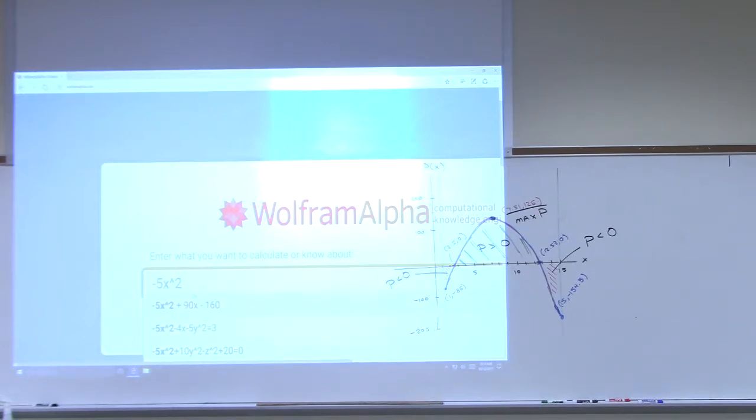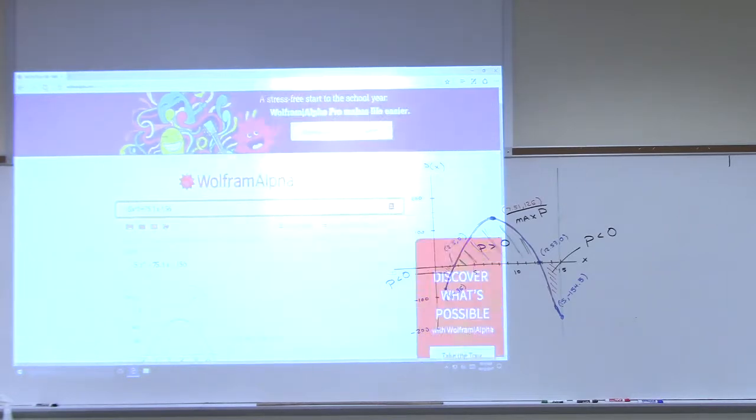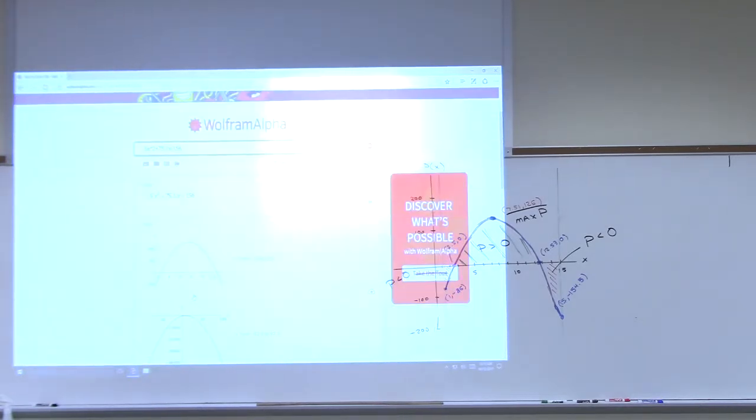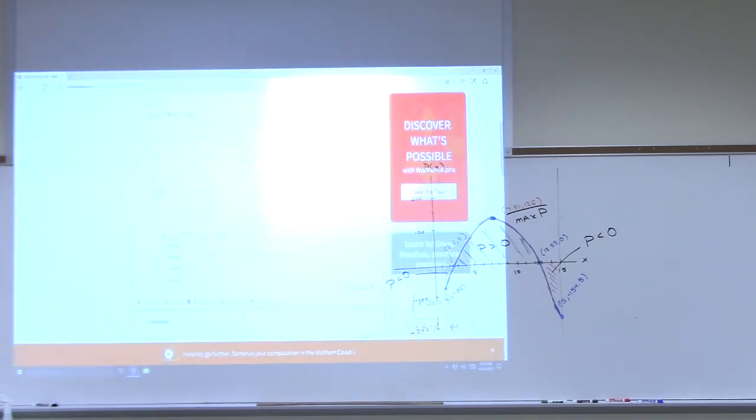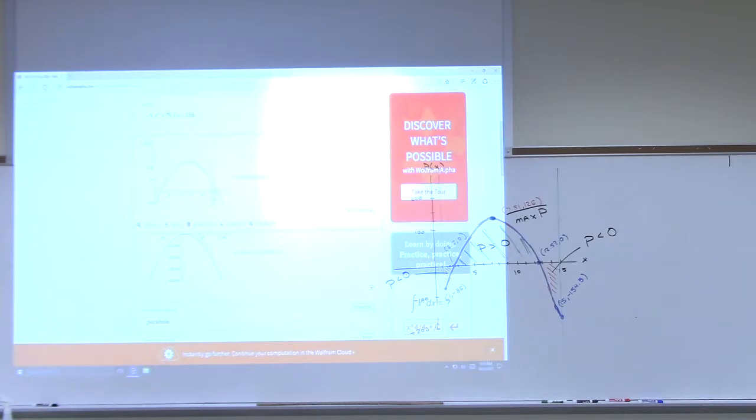Right, so if I do that, and then what was it? Plus 75.1x minus 156. So if I just type that in and I hit enter, it's going to graph this. Okay, do you see this graph here?